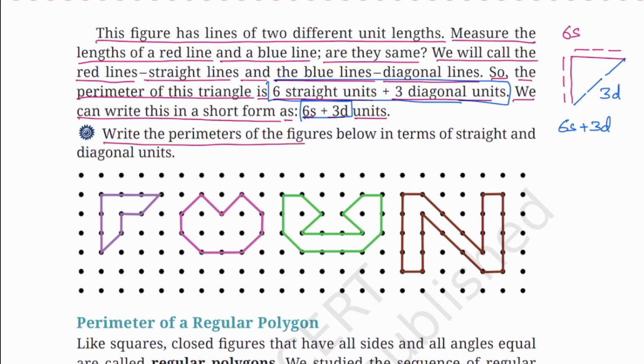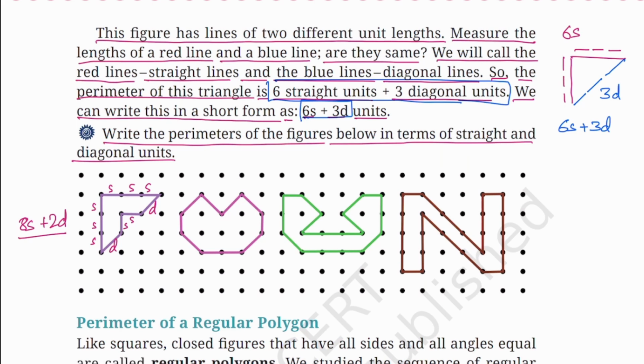Write the perimeter of the figures below in terms of straight and diagonal units. S, S, S, S, S, S, S and S. 8 times S, so 8S. Number of diagonal units: 1 and 2. 2D. That means 6 straight units and 2 diagonal units.